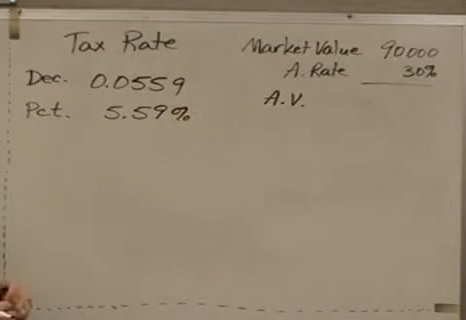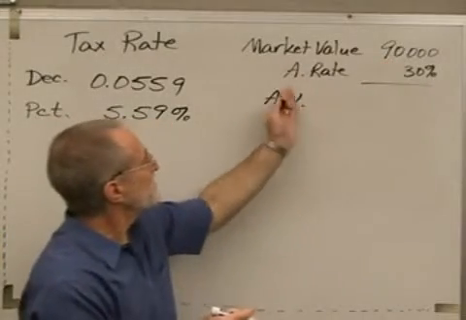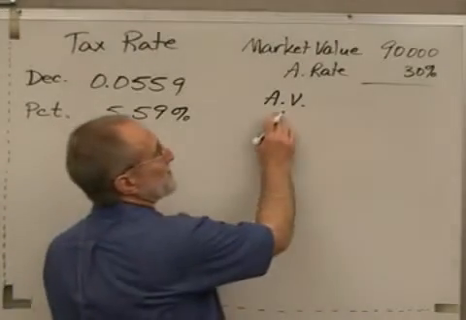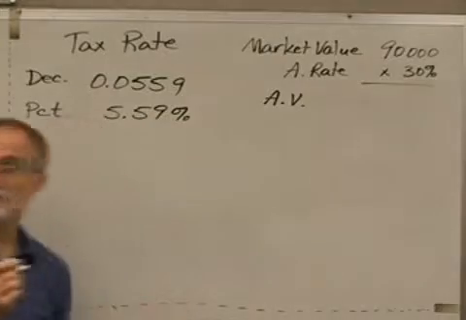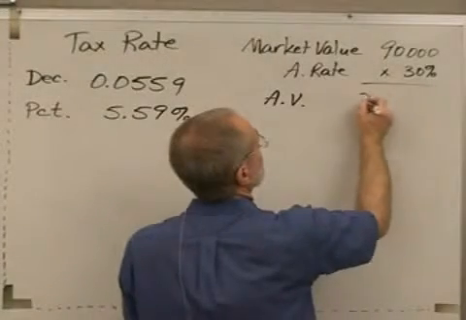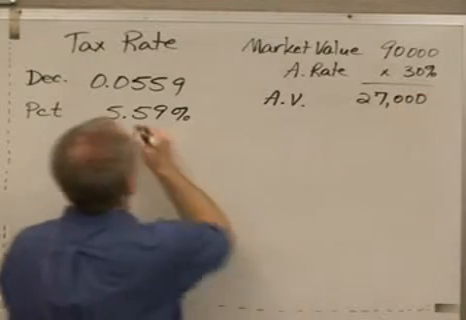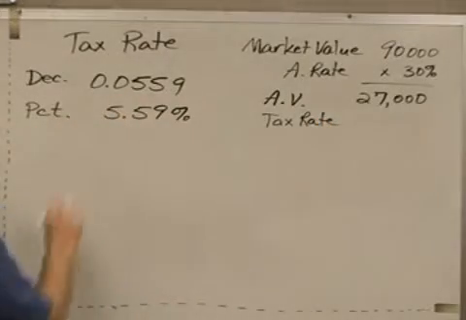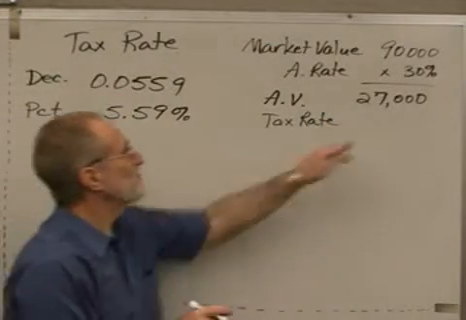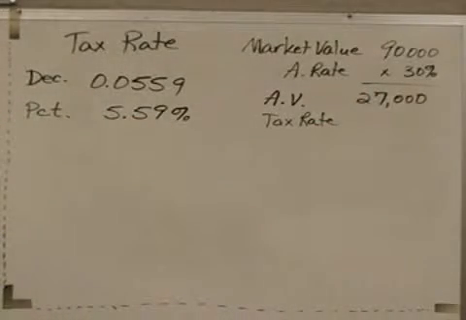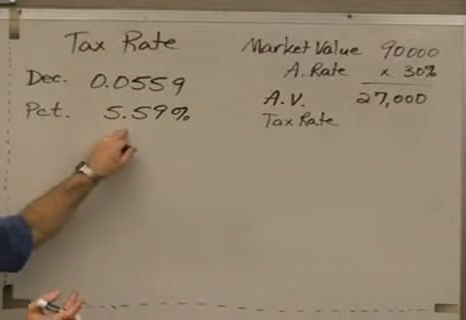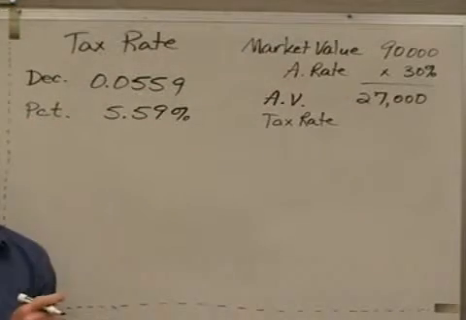Now, if we had a particular problem where the market value were $90,000, the assessment rate were 30%, which is a pretty standard assessment rate, then we'd have an assessed value of 30% times $90,000. Everybody get $27,000 for that? And then if our tax rate were 0.0559 or 5.59%, we could multiply either one of those times 27,000 to get the property tax for the year, couldn't we? So try multiplying 0.0559 times this, and then multiply 5.59% times that, and we should get the same answer.